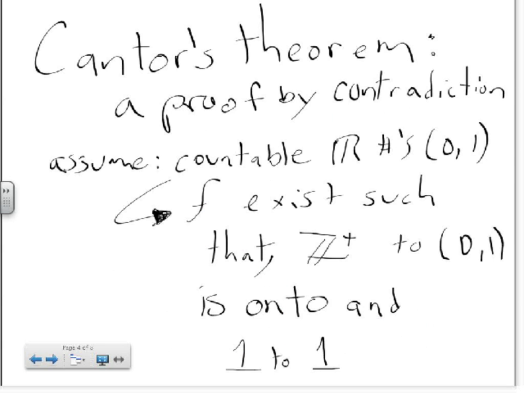Alright, so this leads to Cantor's theorem, which we're going to prove by contradiction. We're going to assume that the real numbers between 0 and 1 are countable, and since they're countable, there exists a function from the positive integers to the set of real numbers from 0 to 1 that is a bijection, which means it's onto and one-to-one.